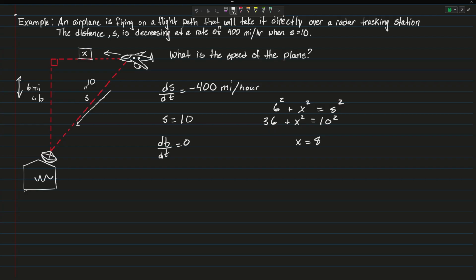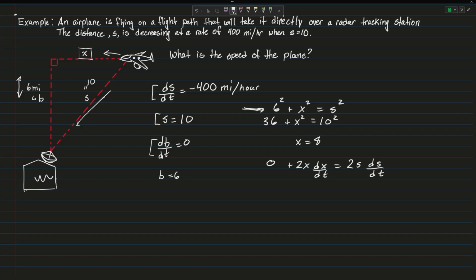Now we have ds/dt, we have s. This thing isn't changing, but we also have a b, I guess, if we want to call it that. And we have an equation. So we're going to take this equation, implicitly differentiate it, and then plug stuff in. If we take the derivative of both sides, we get 0 plus 2x dx/dt is equal to 2s ds/dt. And now we have an equation where we can plug in all the knowns and get the unknown.